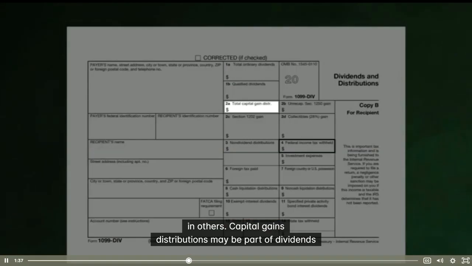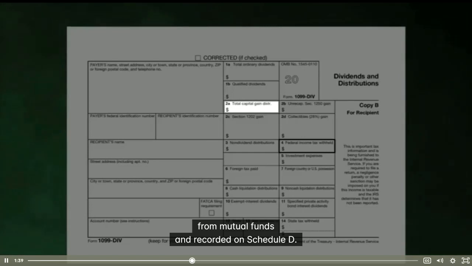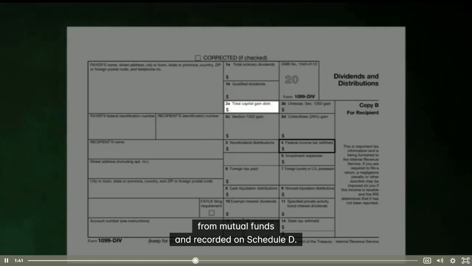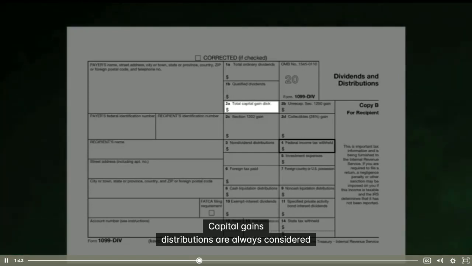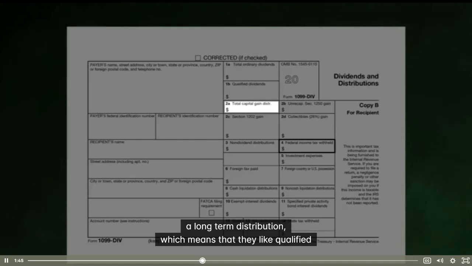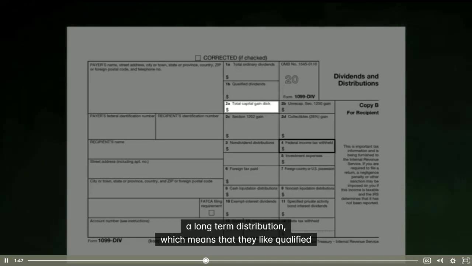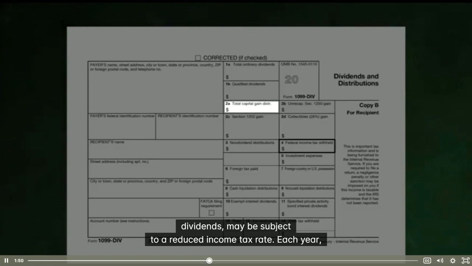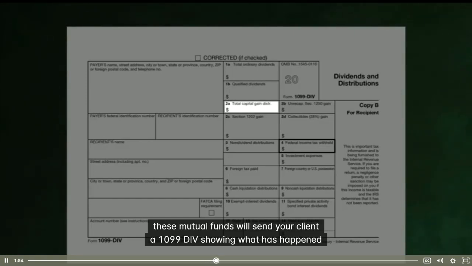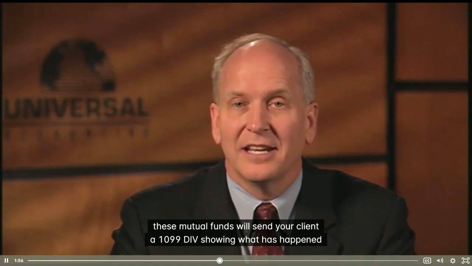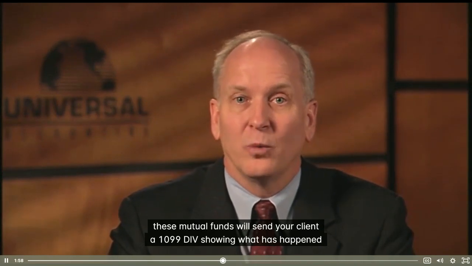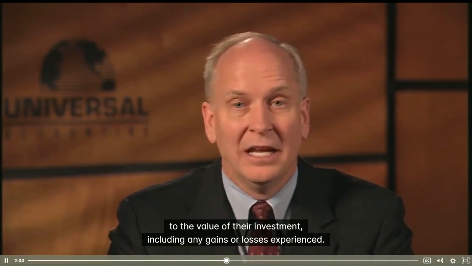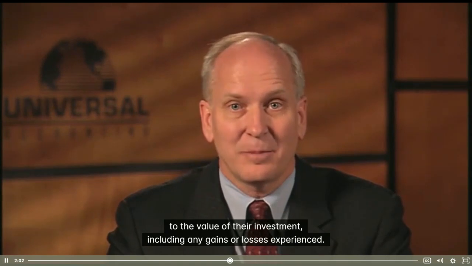Capital gains distributions may be part of dividends from mutual funds and recorded on Schedule D. Capital gains distributions are always considered a long-term distribution, which means that they, like qualified dividends, may be subject to a reduced income tax rate. Each year, these mutual funds will send your client a 1099 DIV showing what has happened to the value of their investment, including any gains or losses experienced.